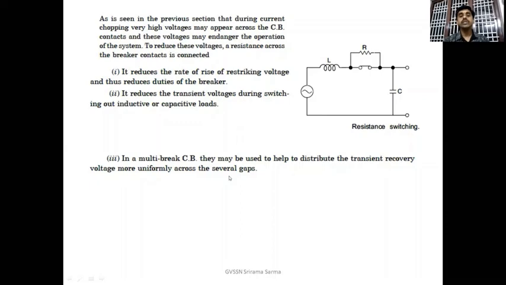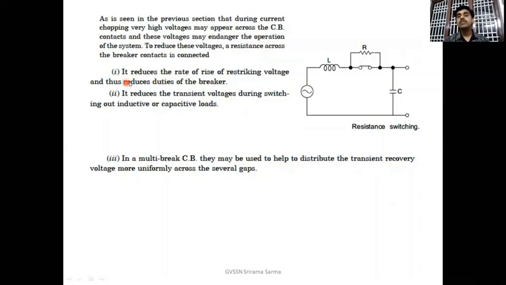So as a conclusion of resistance switching, we have seen during the current chopping, very high voltages appear across the circuit contacts, and these voltages may endanger the operation of the system. To reduce these voltages, resistance across the breaker contacts is connected.